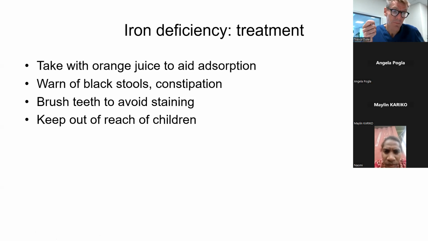Very important. It's been a while since we saw a child with severe iron toxicity, but if a child has a big ingestion of iron, then they often get severe gastrointestinal bleeding or stricture of the gastrointestinal tract, or they may even get gastrointestinal perforation. It can be a very toxic compound if taken in overdose. So keep it out of reach of children. Orange juice helps to aid absorption, just like any form of vitamin C will aid absorption of iron. So it's good to take iron with vitamin C.